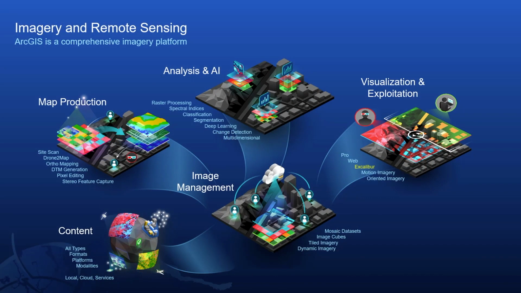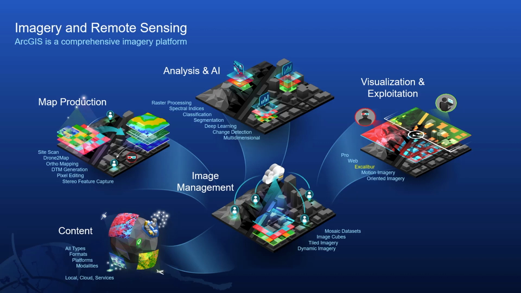I would like to start this presentation by giving a very brief overview of the extensive imagery capabilities of ArcGIS. This diagram summarizes how ArcGIS is a comprehensive imagery platform. ArcGIS supports all forms of content from different sensors, formats, and modalities that you may have accumulated in your organizations. It also comes with great content from the Living Atlas and Esri partners. The content can be managed and made accessible through the image management components. This primarily uses mosaic datasets to manage large collections that can be made accessible as image services.